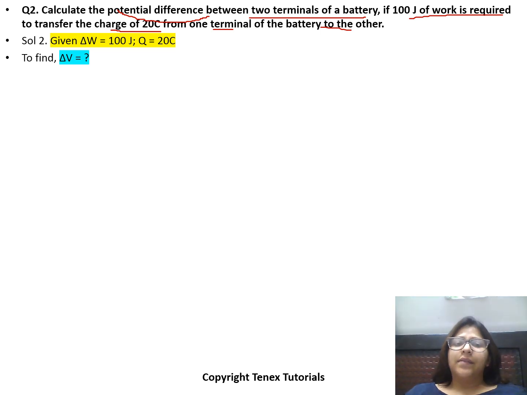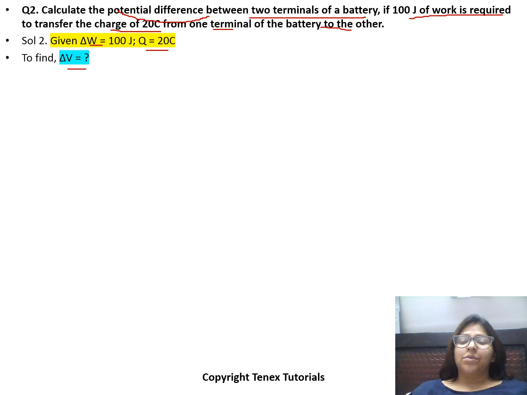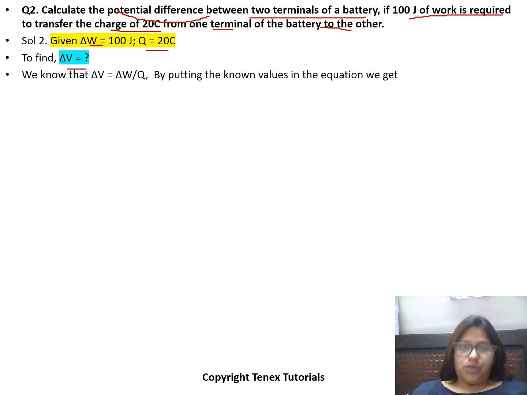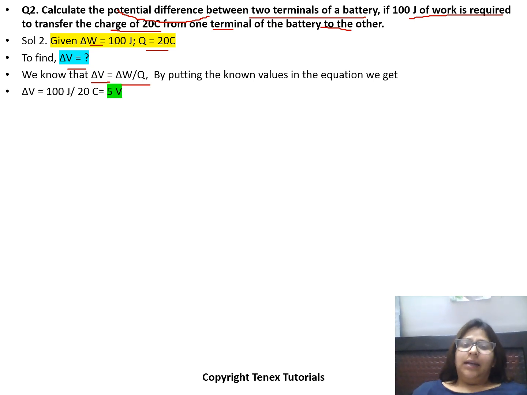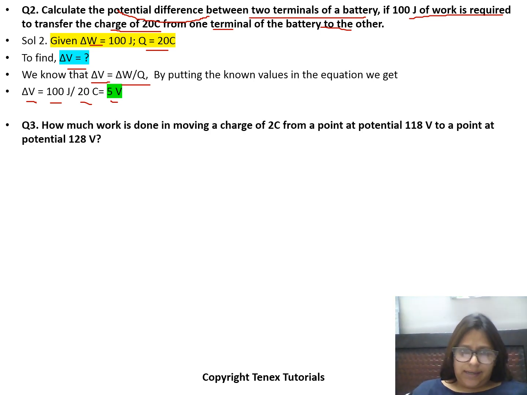Guys, again, what is given to us is that delta W is equal to 100 joules, and the quantity of charge is equal to 20 coulombs. The potential difference is not known to us. We need to calculate the potential difference. What is the formula for potential difference? The potential difference is equal to work done upon quantity of charge. By putting these values in the equation, we get delta V is equal to 100 joules divided by 20 coulombs, and this turns out to be 5 volts. Simple, straightforward question. Okay, next question, guys.